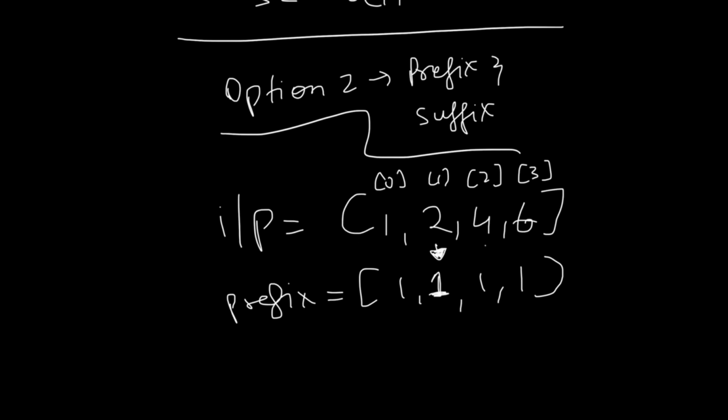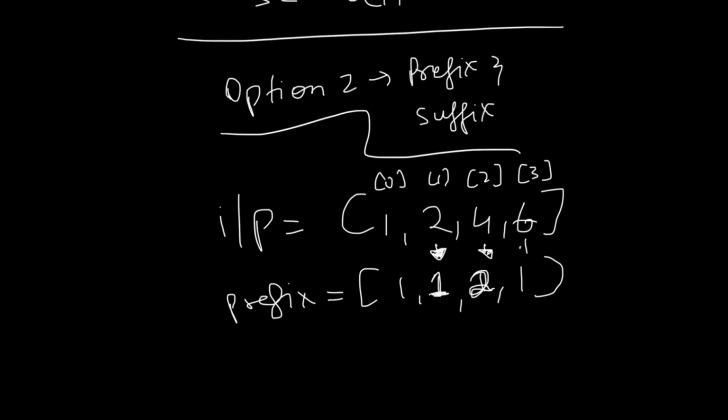When we move to index 2, we want to calculate the product of all numbers before index 2, so we do that by multiplying the previous result with the element at index 1. So this will be 2, and this will be the product of all the prefixes at index 2, and that value is 2.